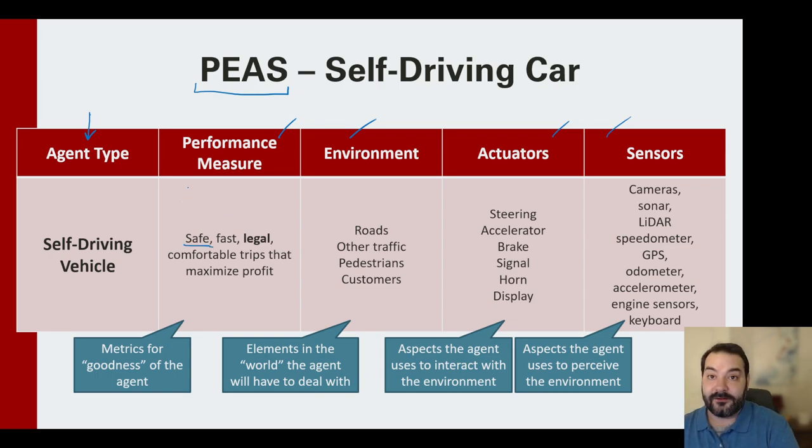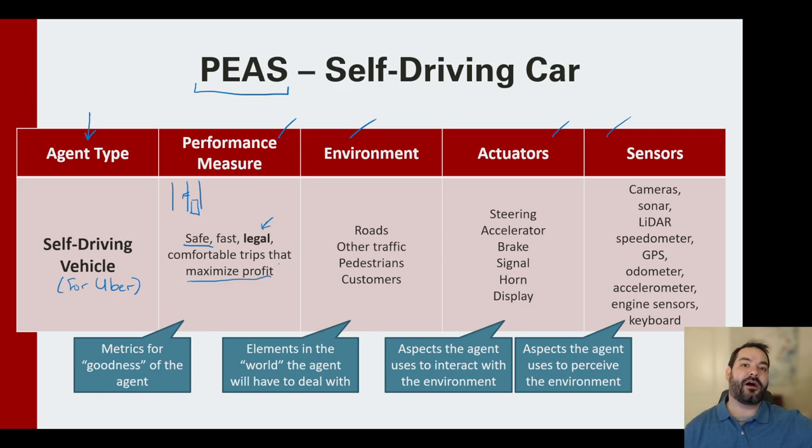If I'm thinking about a vehicle dealing with a two-lane road, and here's my agent, I don't want it veering into the other lane. Same kind of concept, you could see that's what legal is getting at there. And if this is a self-driving vehicle for somewhere like Uber, looking to hopefully maximize the profits. We'll deal with people wanting to get into a self-driving Uber later, but that's another thing. All of these different performance measures are things you can use to evaluate whether or not your agent is a good agent.